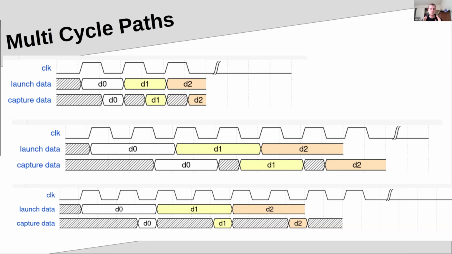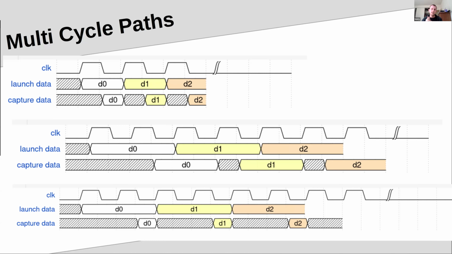Perfect. What's weird is you'll notice that the launch data transitions from D0 to D1 at that point. And you'll notice D0 on the capture side hangs around for a long time. And what that means is the tool is requiring that the signal takes such a long time to propagate that that D1 update doesn't hit until at least 1 cycle later.